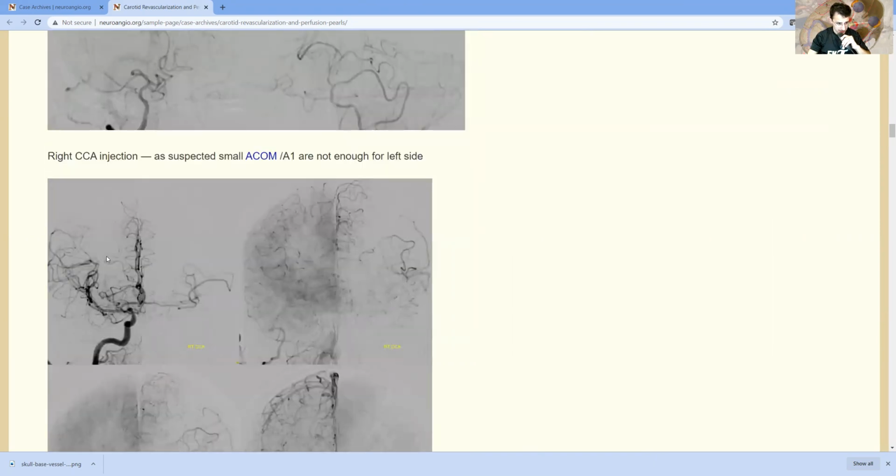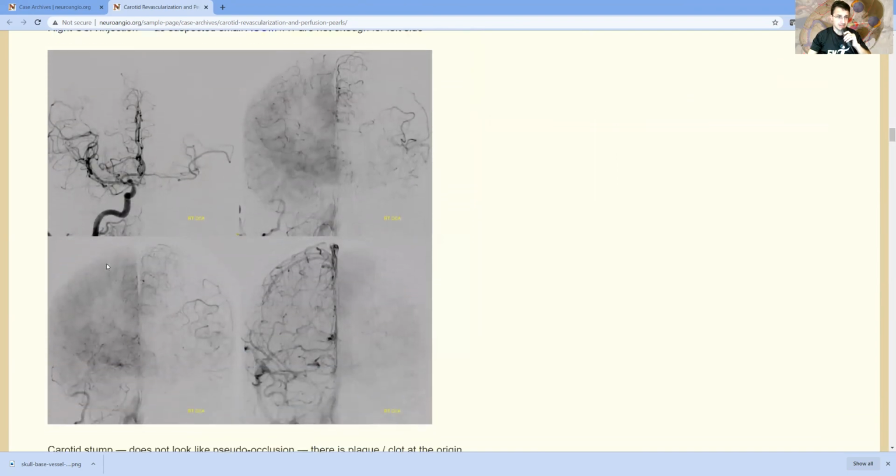Here's a right common injection we do. In cases like these, invest a few minutes into understanding what's going on before we jump to the left side, because we think it makes sense. So this is what happens. Small A1, just like the CTA, right? Left side's not looking too hot.